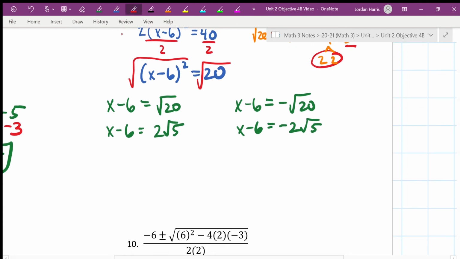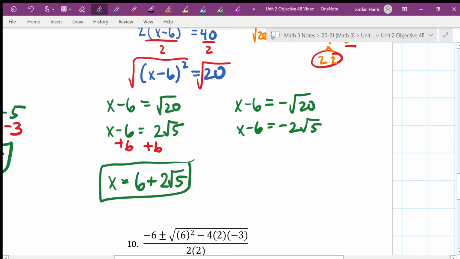And then I add 6. Combining like terms, I do not add the 2 and the 6 because the 2 has a square root with it. They are attached. We cannot combine those. So it's x equals 6 plus 2 root 5. That is the normal way of writing that. And the other one, if I add 6, once again, we cannot combine the negative 2 and the 6 because they are unlike terms. So I get 6 minus 2 root 5.